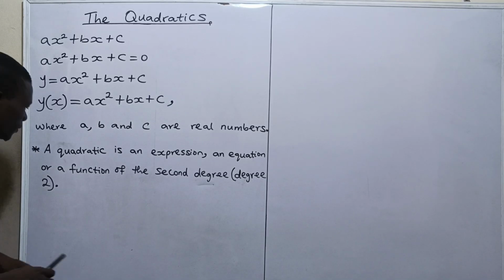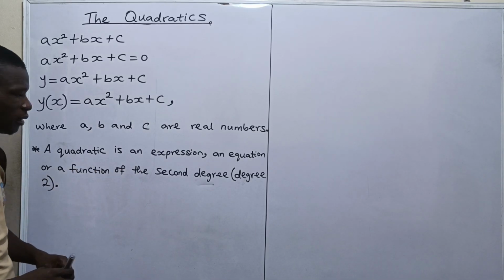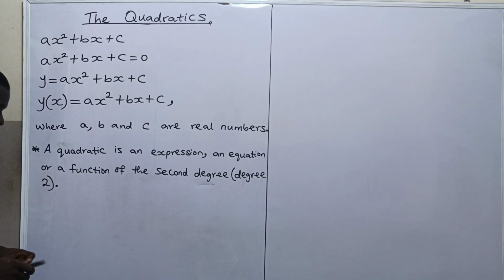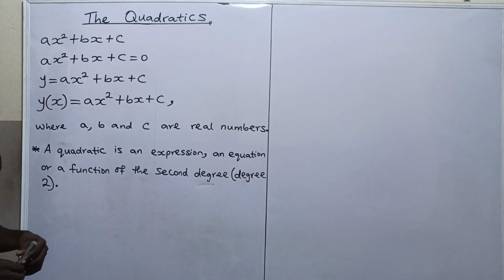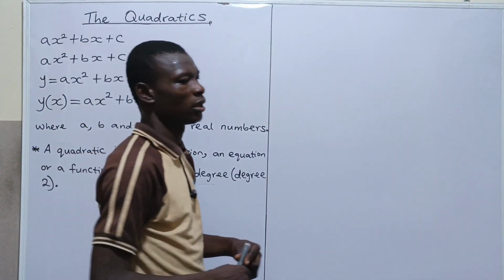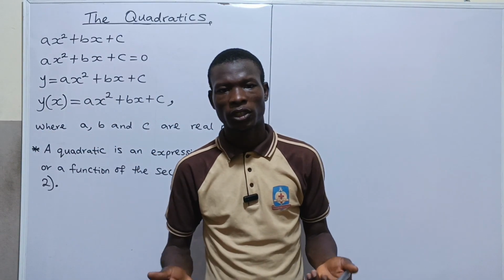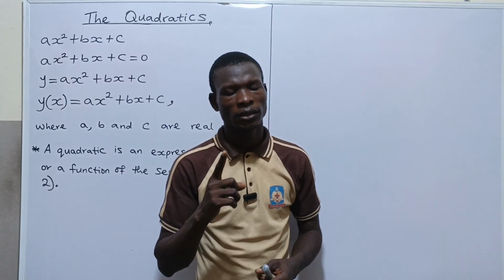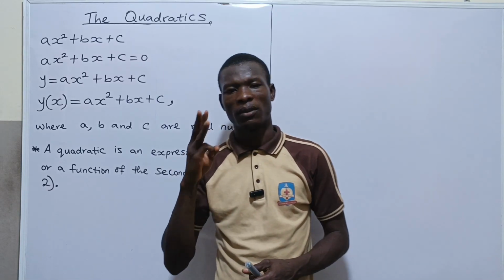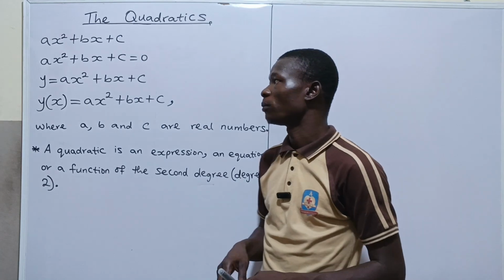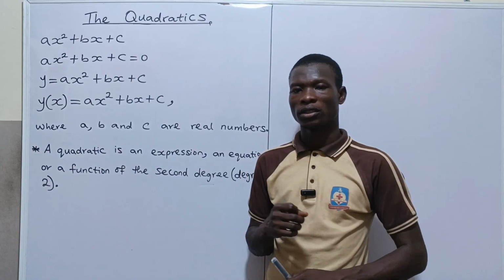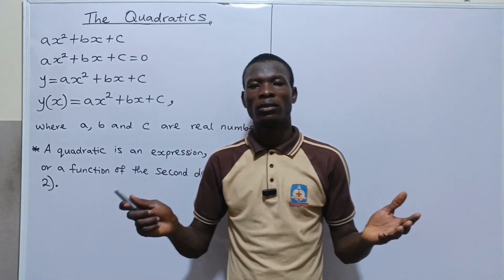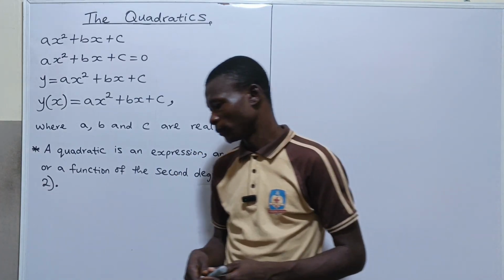The definition: a quadratic is an expression, an equation, or a function of the second degree, or if you like, of degree 2, because the highest power of the variable here is 2. So what is an expression, what is an equation, and what is a function? An expression is a combination of numbers, variables, and mathematical operators. By mathematical operators, we mean our addition sign, our subtraction sign, our multiplication sign, and the division signs. Those are the mathematical operators.